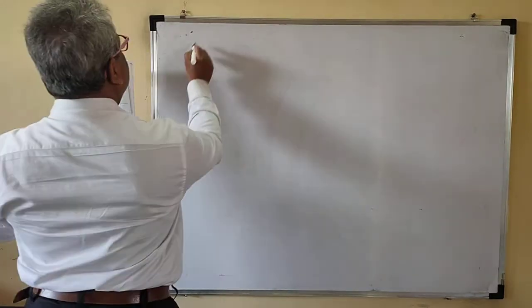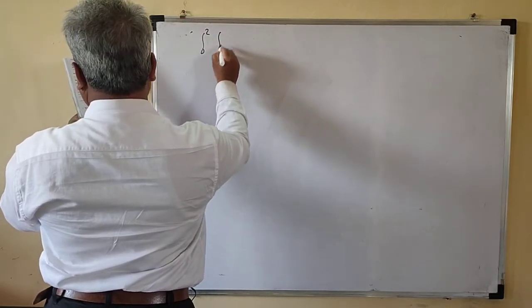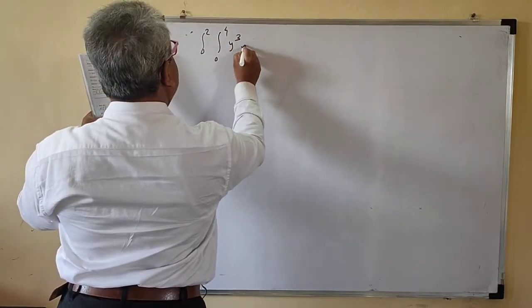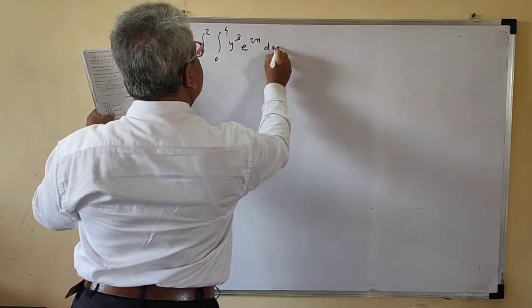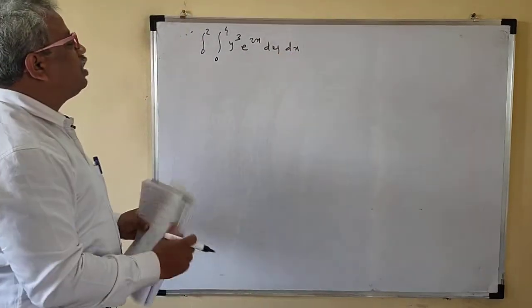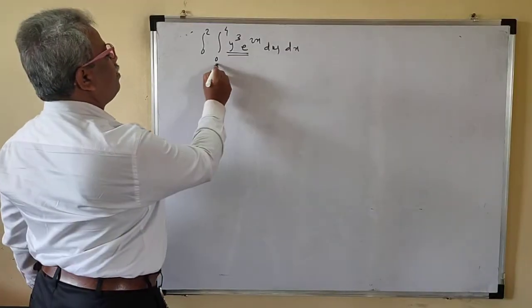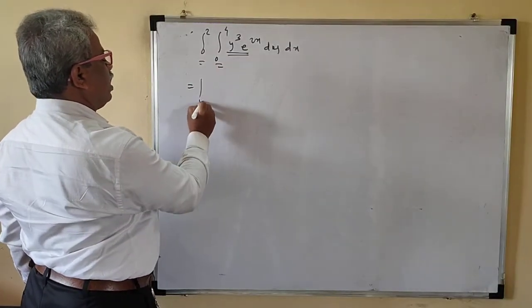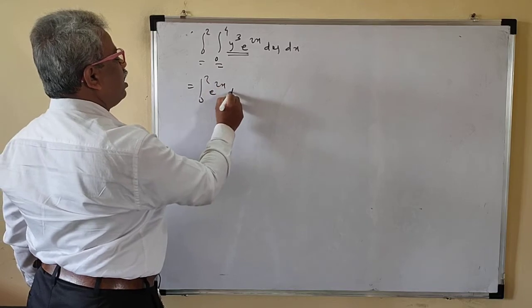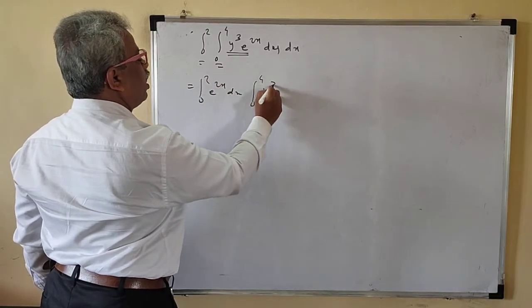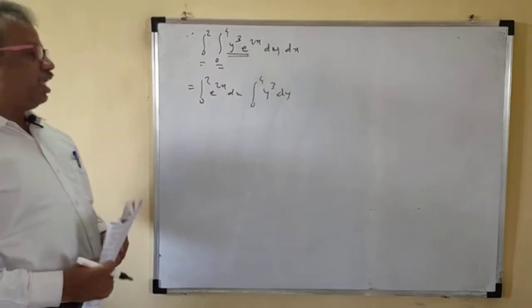Okay, next. 0 to 2, 0 to 4, y cube e raised to twice x dy dx. Now see here, this is the product of function of x into function of y. These are the limits of y, these are the limits of x. So I can write this as integral of e raised to twice x dx into integral of 0 to 4 y cube dy. I can evaluate this.